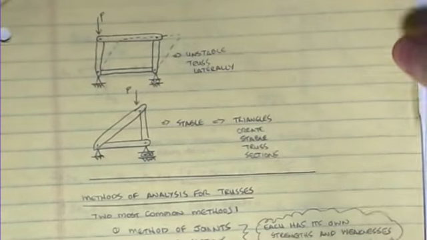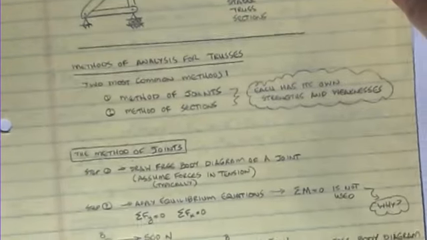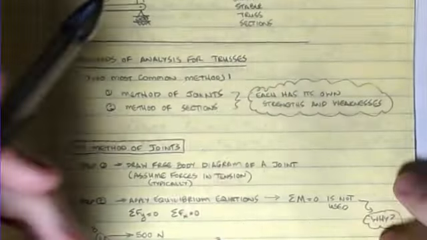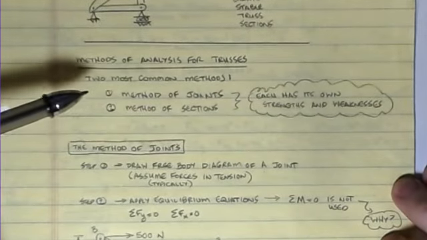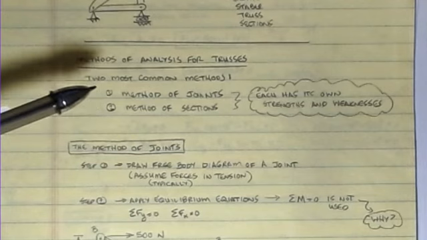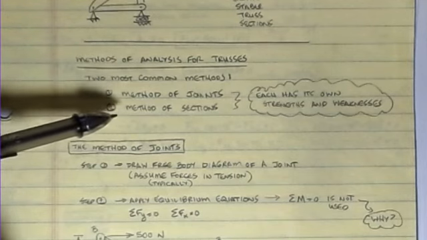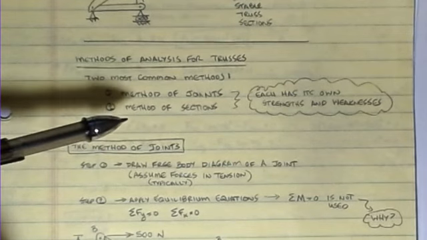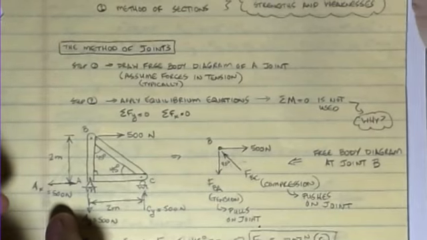Now there are 2 different methods for us to analyze. The first one is called the method of joints, and this is probably the one that we covered previously. The other method is called the method of sections, and there are some definite advantages to this one. So let's talk a little bit about the method of joints.